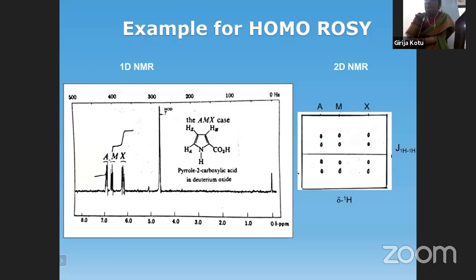You're going to see signals due to A, M, X, where I have labeled the A proton, M proton, and X proton. This is the AMX case, where the A proton couples with M and also couples with X. So A is seen as a double doublet. Similarly, M is seen as a double doublet, and X is also a double doublet. So for A, 4 lines, M, 4 lines, and X, 4 lines, in total you're going to find 12 lines.